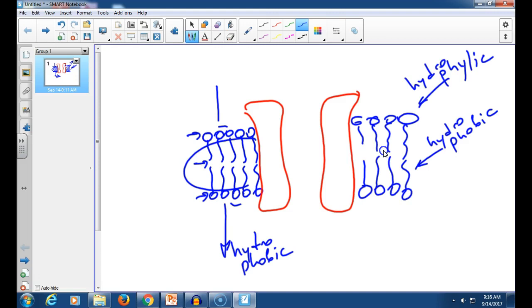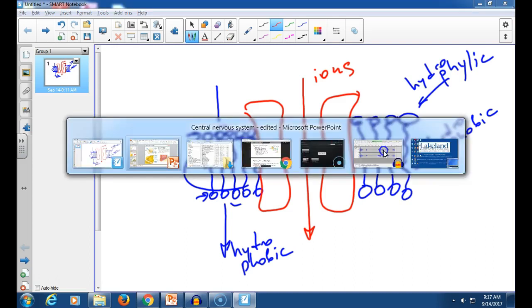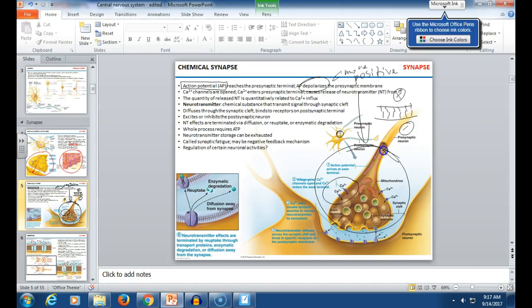Is that clear? So these transmembrane proteins can be channels. Channels can be leaky, and we're going to talk about it, or they can be gated, which means they are normally closed, but in response to a certain stimulus, they will become open. Does that make sense? Okay, let's go back to our synapse.